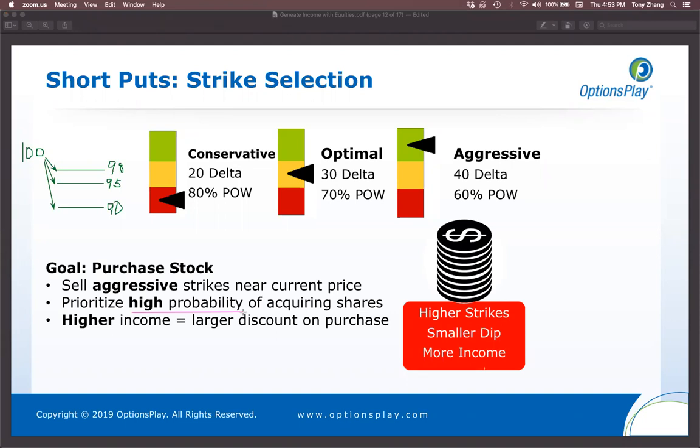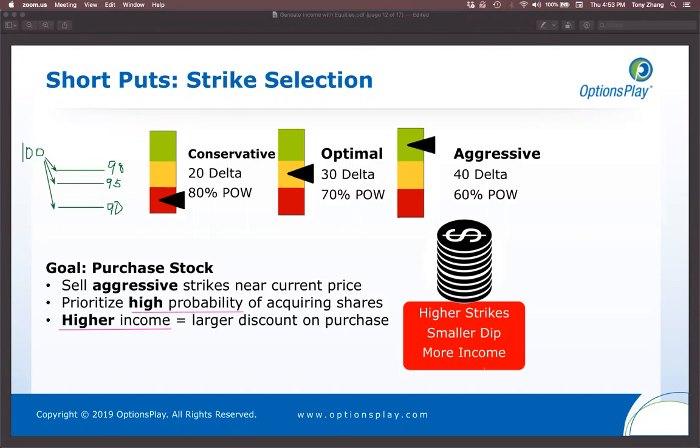So you want to increase the probability of owning the stock by selling strike prices that are close to the current price. And the win-win here is that the higher strikes, the strikes that are closer to the current price, also give you a higher income, which leads to a larger discount on the stock purchase if you do end up purchasing the stock, and a higher yield on your cash if it doesn't end up in a purchase, meaning if the puts expire worthless, you get a higher yield. So you really get a win-win when you're selecting short puts that are close to the current price of the stock.